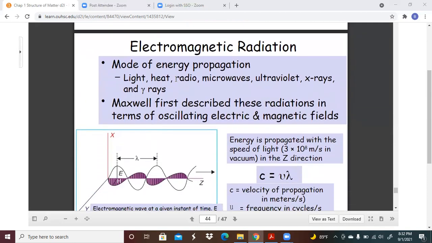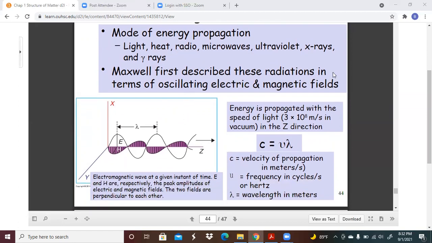So, a mode of energy propagation. You've got light, you've got heat, you've got radio waves, you've got microwaves, ultraviolet light, X-rays, gamma rays, all sorts of different ways. So James Clerk Maxwell first described these radiations in terms of oscillating electric and magnetic fields. What you will find is that when you look at electric or magnetic fields, there's a pairing between the two, and that's important.